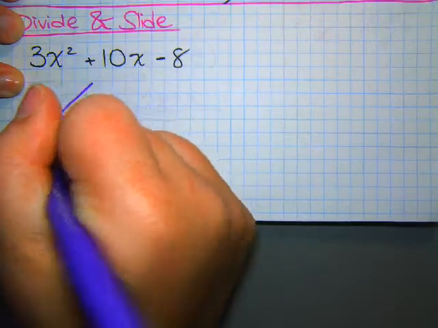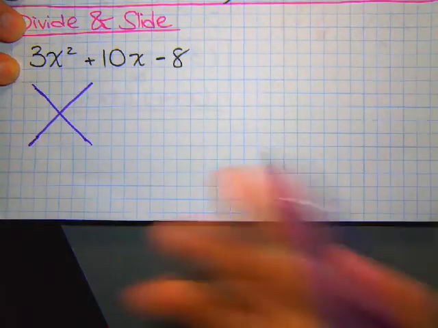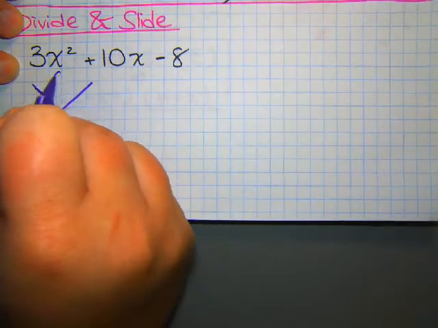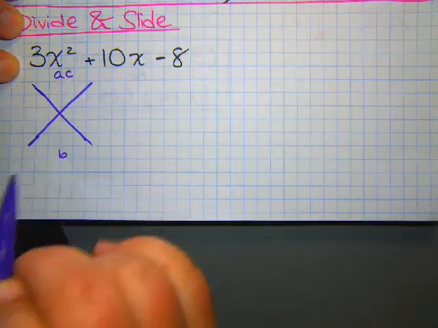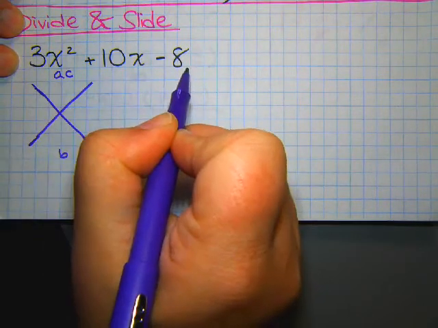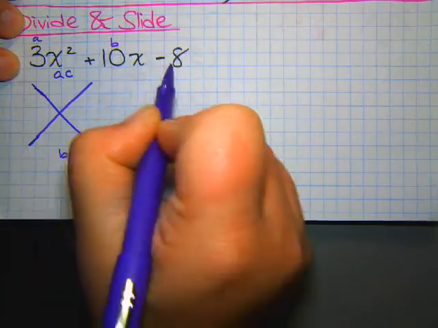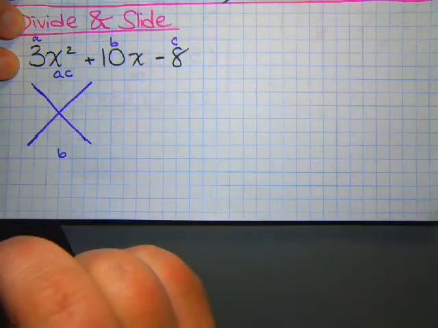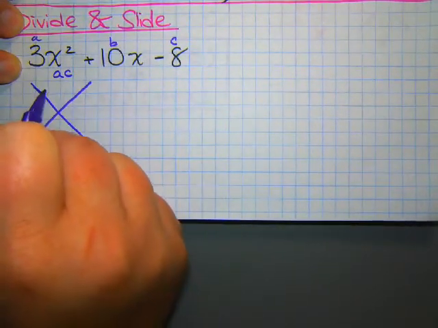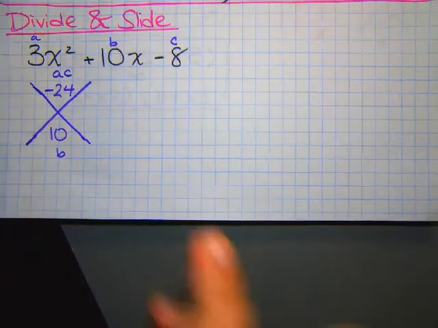No matter which method you choose, you've got to start with a diamond problem because it's going to give us those two special numbers we need to solve any of these, using any method, I mean. So we have a diamond problem. AC goes on top and B goes on bottom. If your trinomial is in standard form, A is the number with the x squared, B is the number with the x, and C is the number with no variable. So we do A times C to get the top number. 3 times negative 8 is negative 24. And then B, just as it is, goes on bottom, which is positive 10.